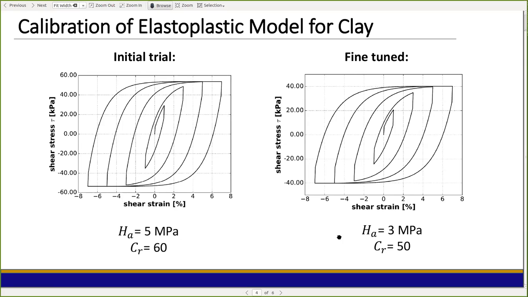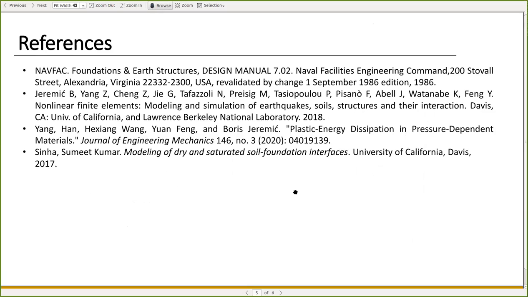I reduce the HA a little bit, and also reduce the CR a little bit to lower the plateau. As you can see here, if we choose HA as 3 megapascal and CR as 50, then we can hit the 40 kilopascal shear strength, and we also have relatively reasonable behavior for the clay. Yes, excellent. You can find more information in this reference.